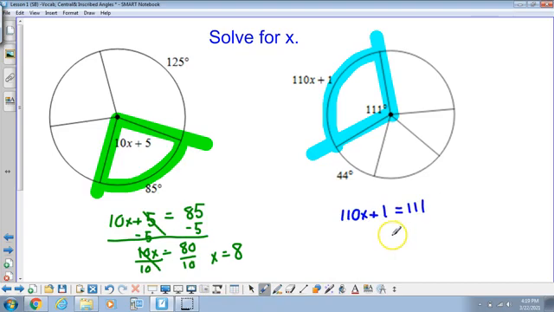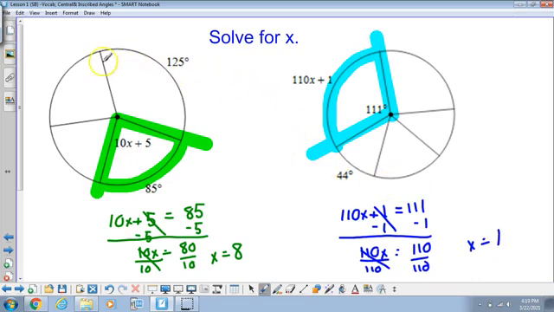Use algebra, use Desmos, does not matter. Just be able to figure out that relationship and then be able to solve. I'm going to use algebra. We get 110x equals 110. So it's a nice one. When we divide, we get that x equals 1.